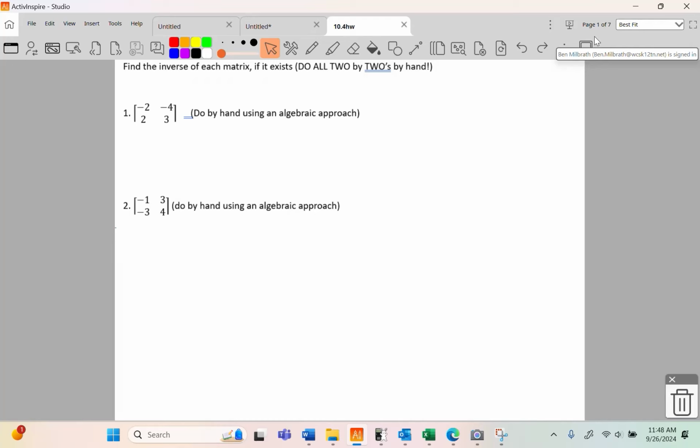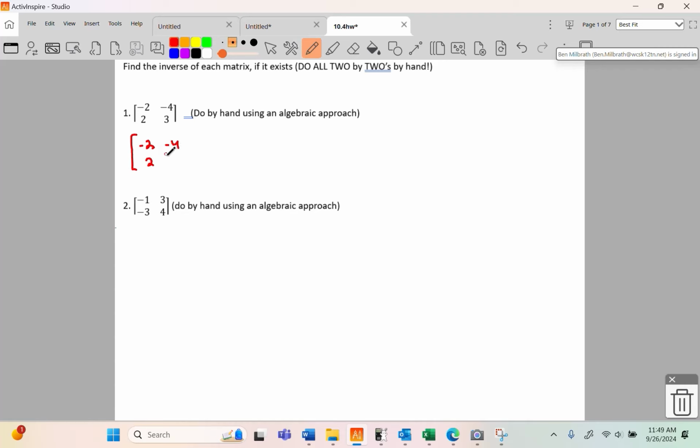All right, find the inverse of each matrix, if it exists. Do all 2x2s by hand. This is actually a technique I was never taught. I was taught a technique that I don't teach y'all. I'm not hooked up to my little board over here. Let's try it out.